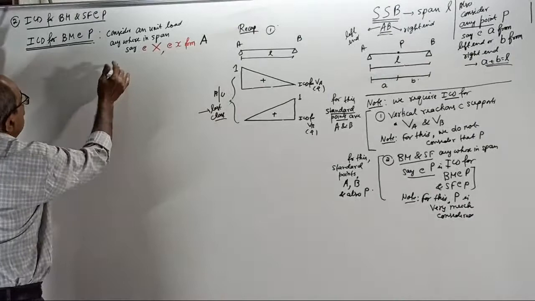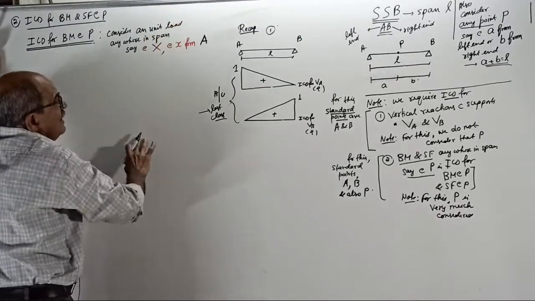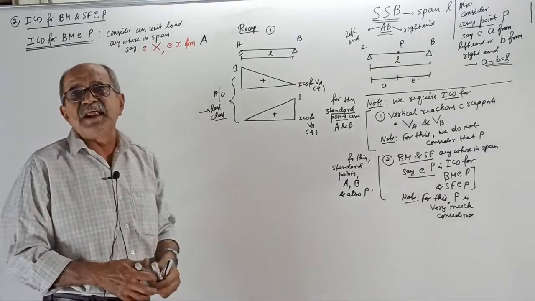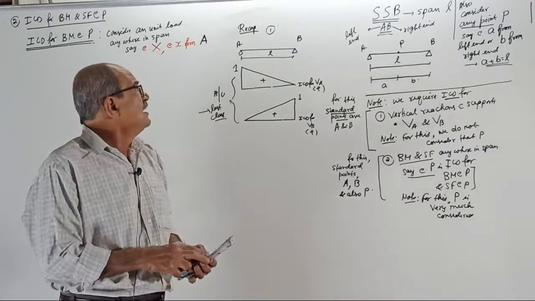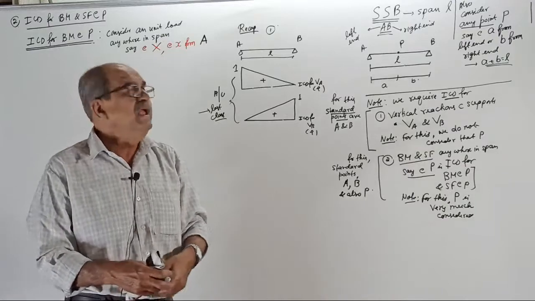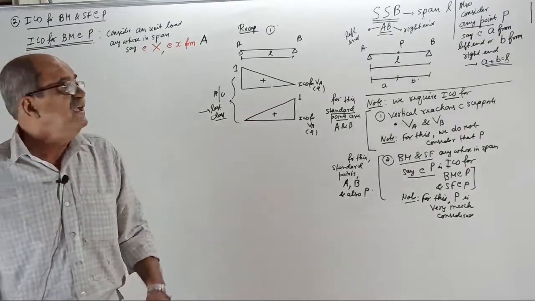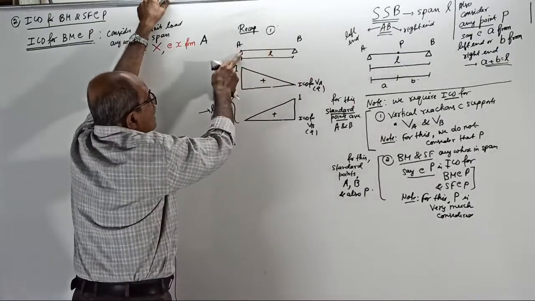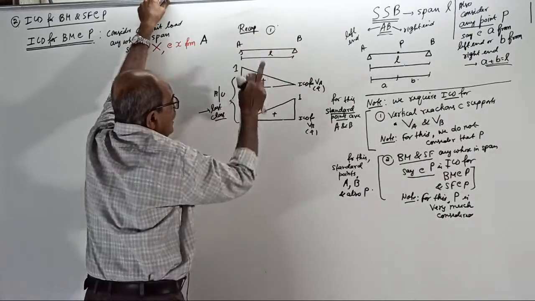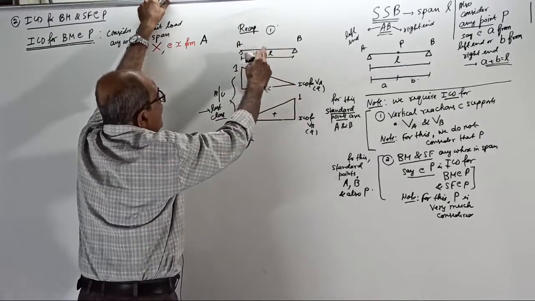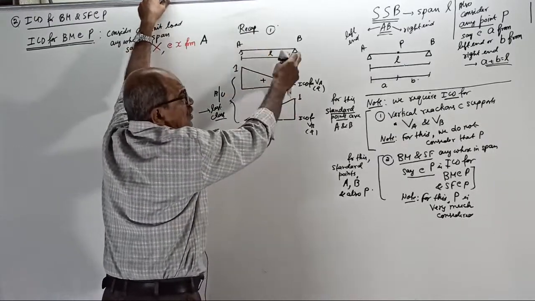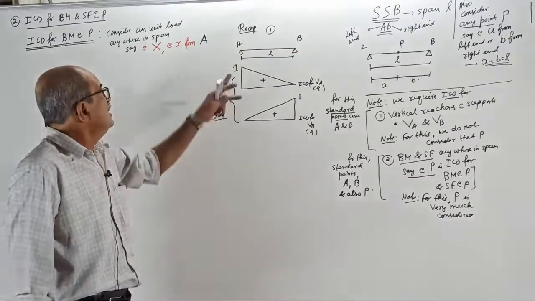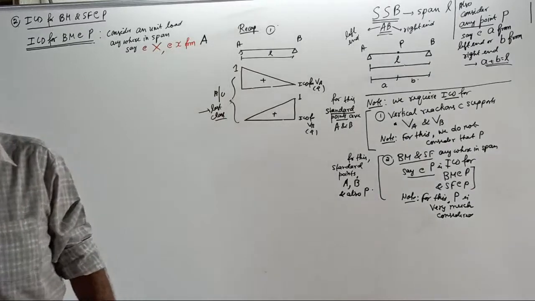Now, if I take this way, can I get the ILD for BM at P in a single stretch, like last time? When I got ILD for VA, I placed the load at x equal to 0, x equal to L. When I want ILD for VB, I placed it at x equal to 0, x equal to L. No other point is there. So we got linear variation. Now, in a single stretch, can you get it now?